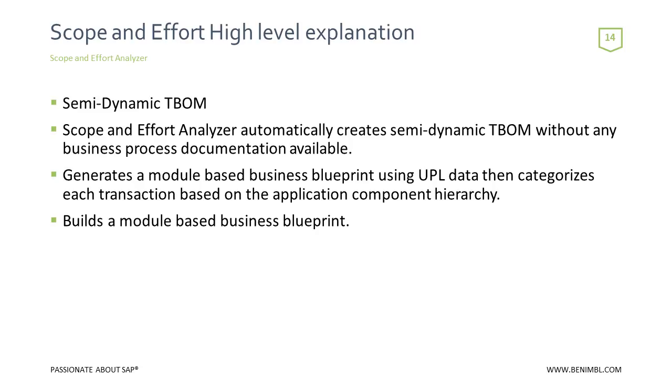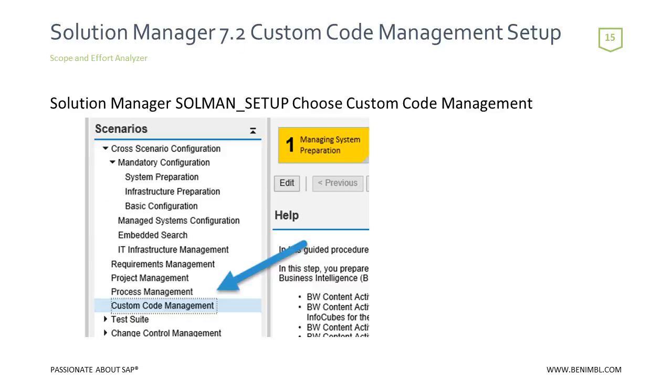Also, so everybody knows, in the old days, in 7.1, when we did a scope and effort analysis, it would create a business blueprint for you. It would create a module-based blueprint of your system, and then UPL data would categorize it for you. In 7.2, you build your own solution documentation, and you use that to build your scope and effort analysis across. So, like I said, it builds a module-based blueprint, so you have all of your modules laid out, SO, SD, MM, etc.